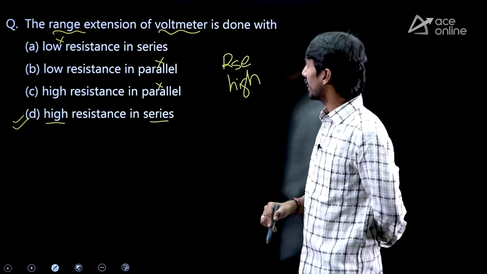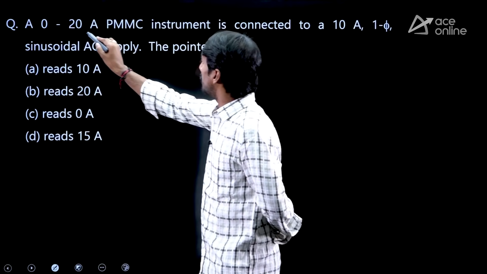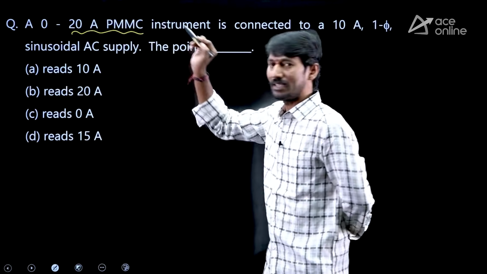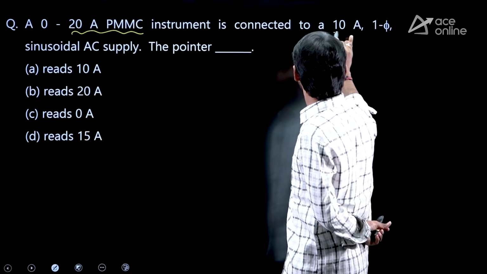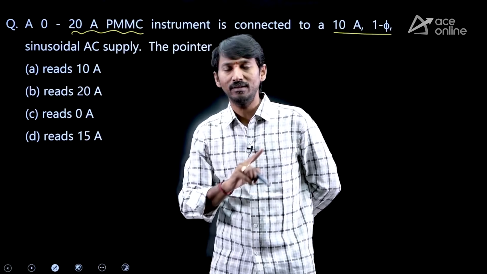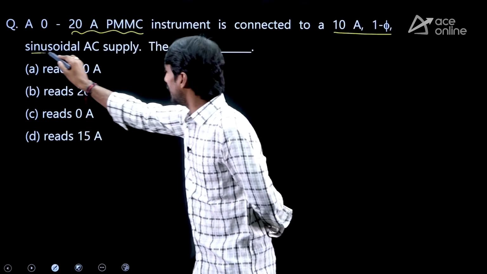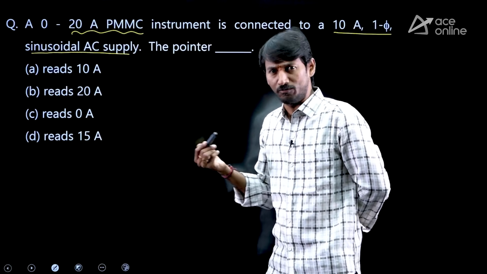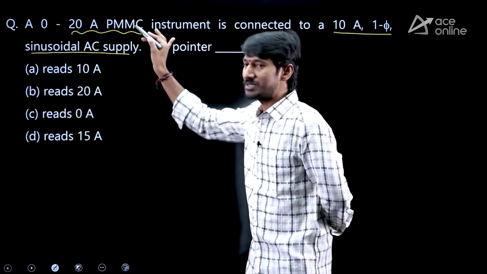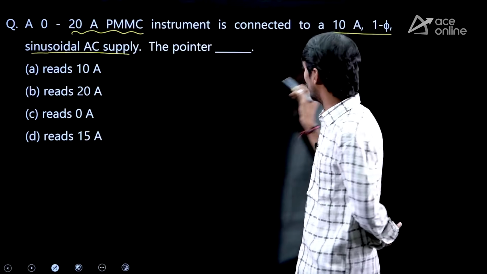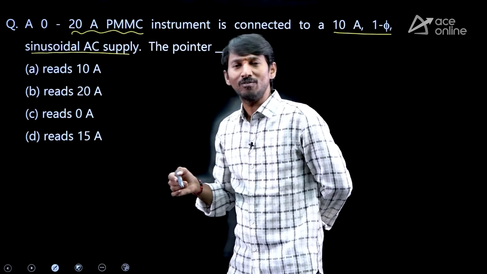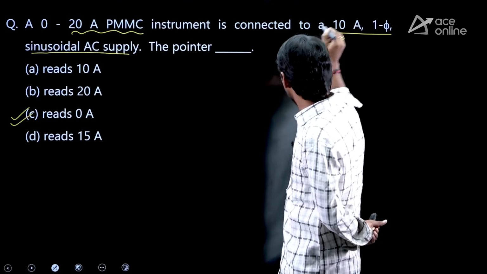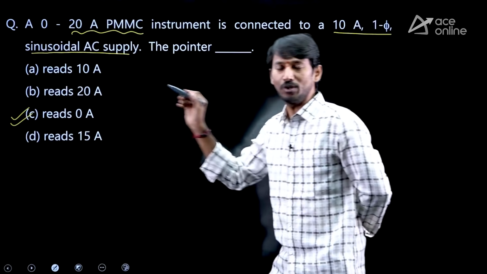Next one: a 0 to 20 ampere PMMC ammeter. Read the question carefully. The device given is PMMC, connected to a 10 ampere single phase sinusoidal supply. Sir, PMMC is suitable for DC, we say? PMMC always reads the average value. Therefore, if this AC supply is given, what is the average value of the AC supply? 0. So for the given one, it simply reads 0.